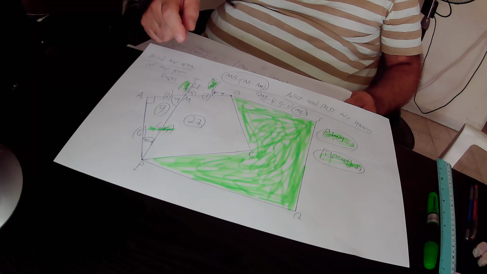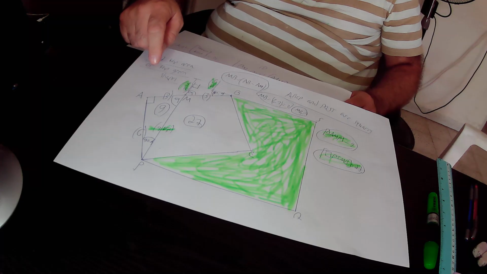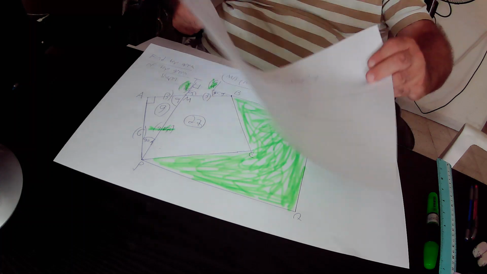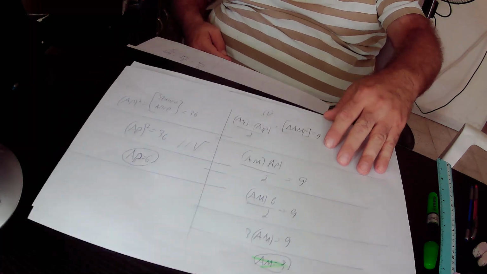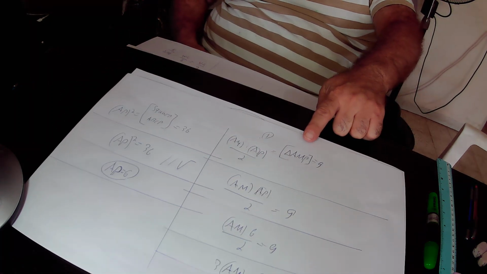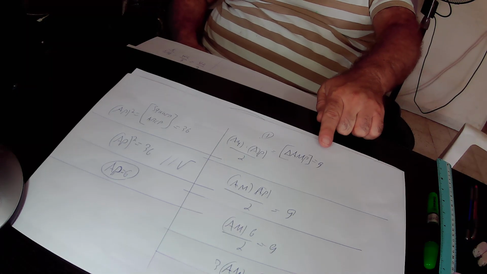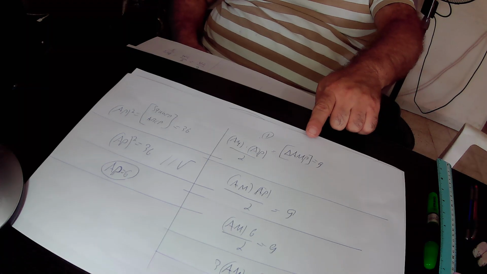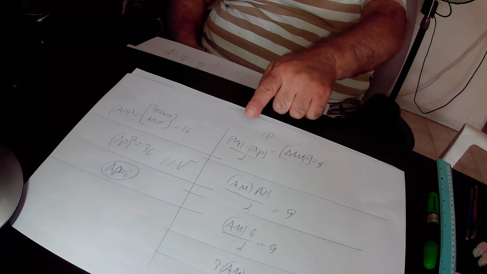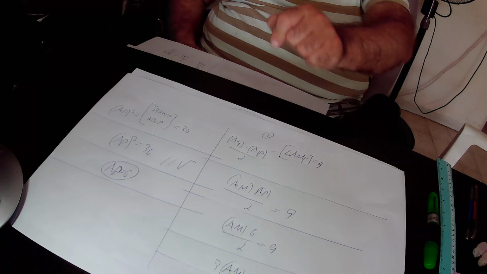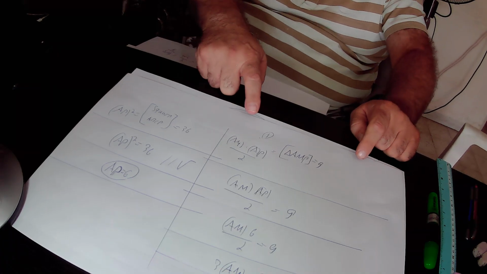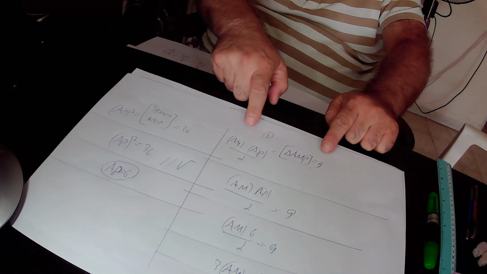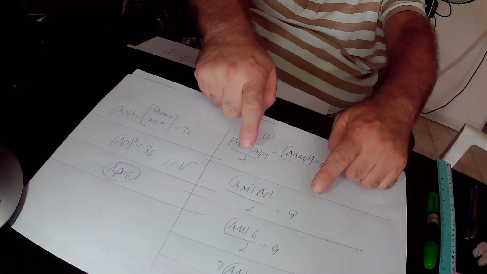But from the other side, we know that the area of any triangle equals the base AM times the height AP over 2. Again, from one side, the area of the right triangle AMP is equal to 9 square units according to what is given in the question. From this equation, we derive that AM times AP over 2 equals 9.